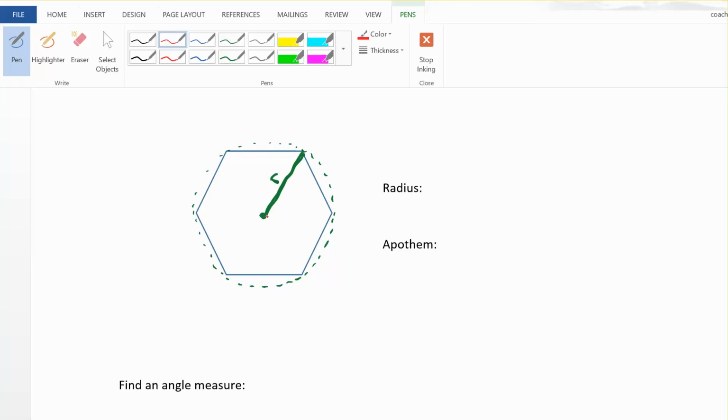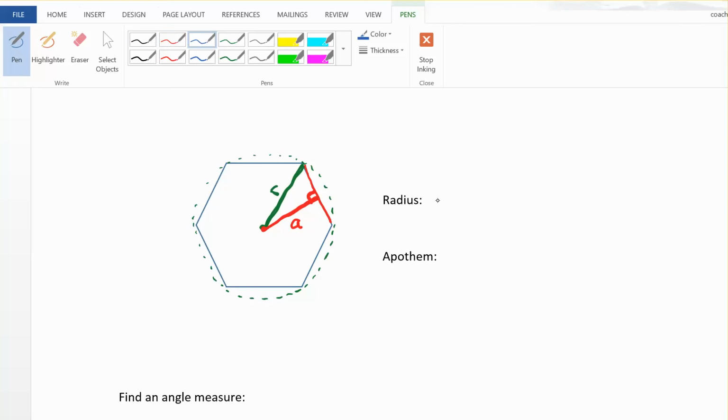The apothem is a little different. The apothem is the distance from the center to one of the sides. And when we go from the center to that side, we go at 90 degrees. So we make a 90-degree angle between the segment that joins the center and one of the sides. We call this the apothem.